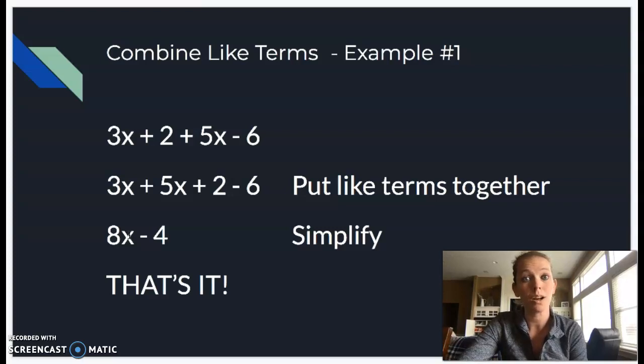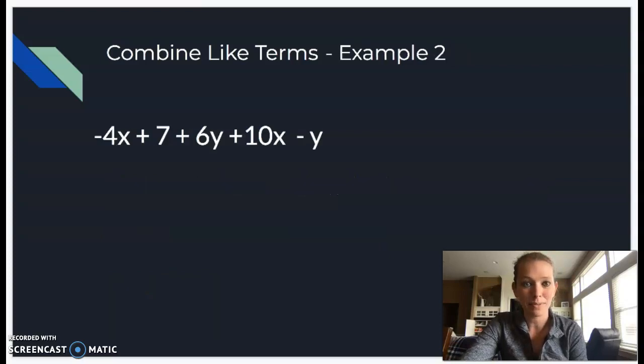We cannot combine two unlike things. These are not like terms, so they cannot be combined. All right, so we look at another problem. Here's another example. Now we have, again, our x's, we have our constant, and now we have another variable, we have a y.